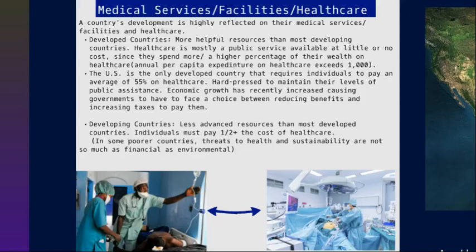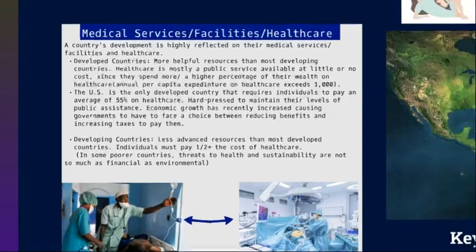Hard pressed to maintain the levels of public assistance, economic growth has increasingly caused governments to face a choice between reducing benefits and increasing taxes to pay for them. Developing countries have fewer resources than most developed countries, and individuals must pay more than half the cost of healthcare. In some poor countries, threats to health and sustainability are not so much financial as environmental.